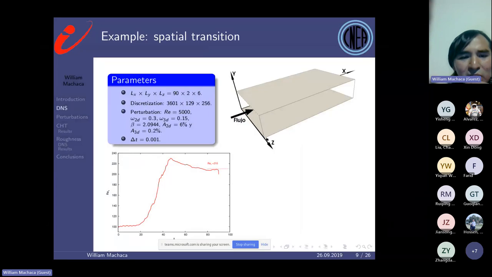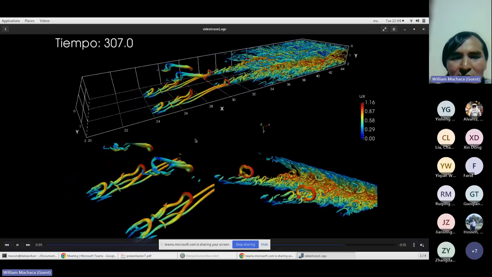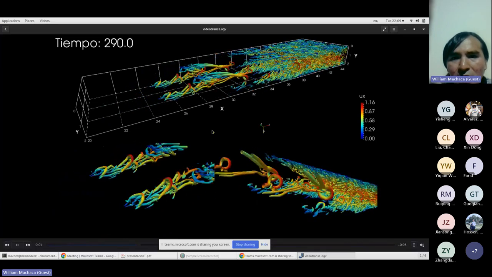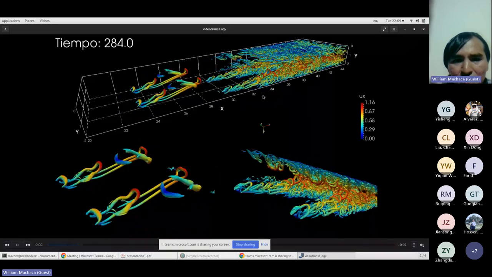Then we decided to calculate the friction Reynolds number as a function of the streamwise direction. We show the result in this figure. We can see the laminar region downstream of the inlet, an increase of this quantity in the transition region, a peak, a decrease of this quantity, and the turbulent region. Also, we visualize the hairpin vortex structures in more detail using the lambda 2 method in the transition region. You can see these vortex structures in this video.